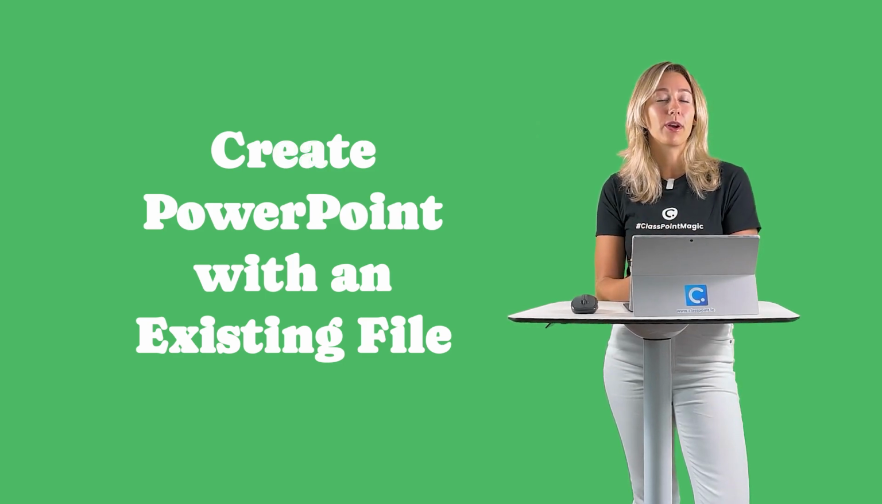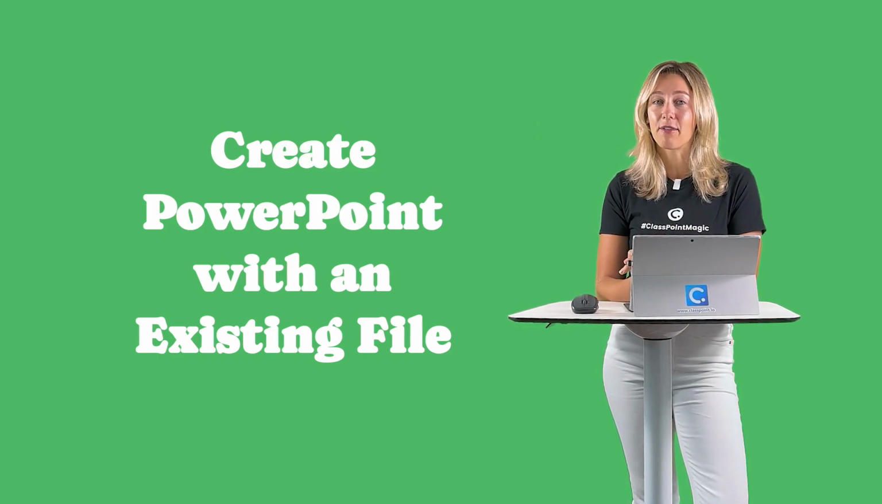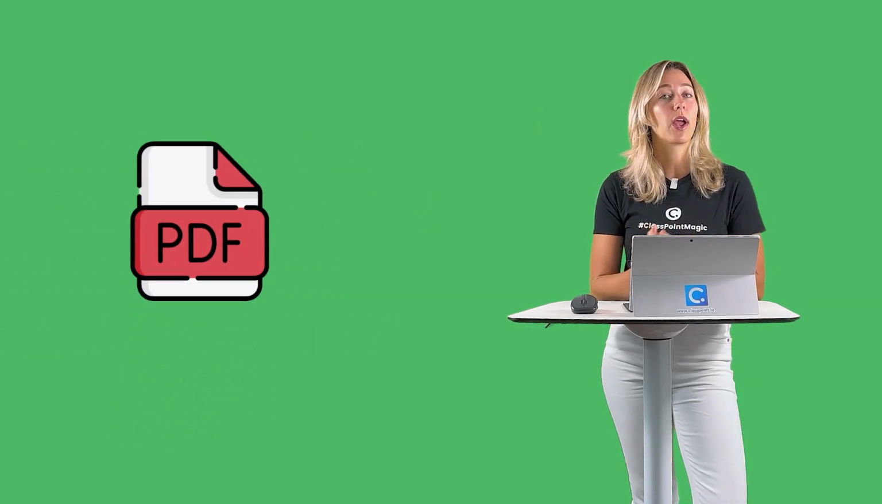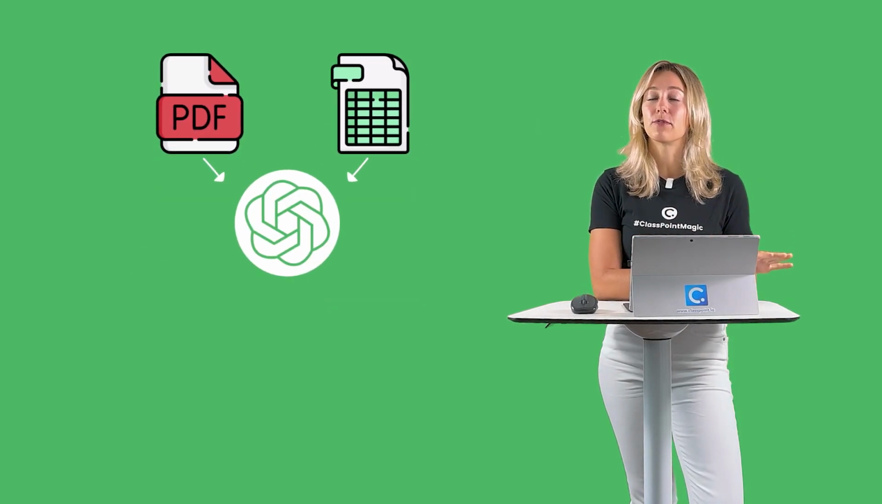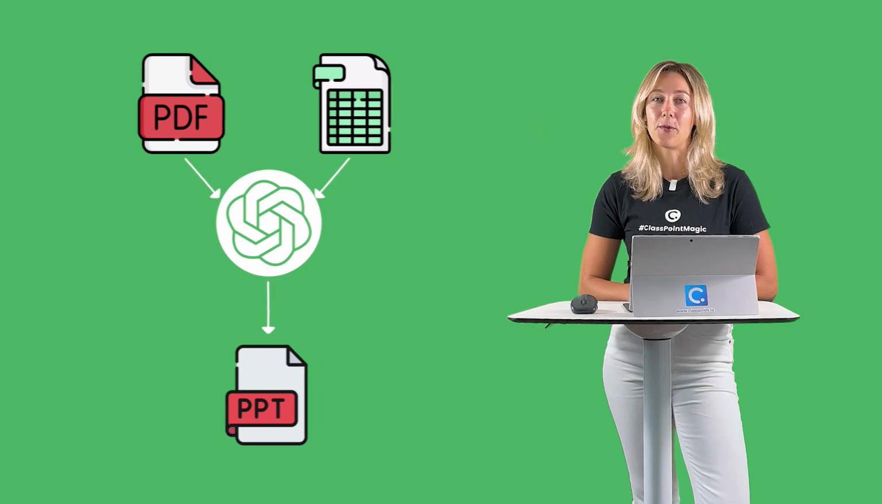First, let's create a PowerPoint file using information we already have. Maybe that's a PDF or a workbook that has everything you need. Then we can use ChatGPT to convert that file into a PowerPoint file. There are lots of AI PowerPoint generators out there, so take a look at the video linked up above to learn more about them. But when we use ChatGPT, we only need to attach a file and our prompt.